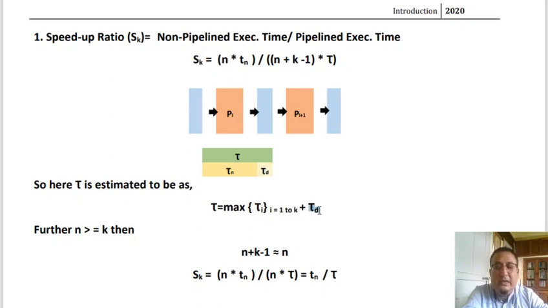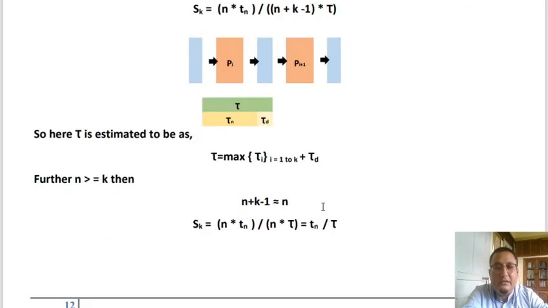So this is a value, right? Tau d is the delay. So it will be max of tau i plus tau d. So tau is estimated as max of tau i plus tau d. This is a very important relation or expression that you need to understand, right?